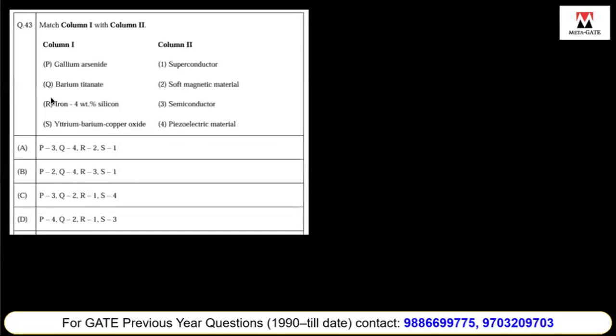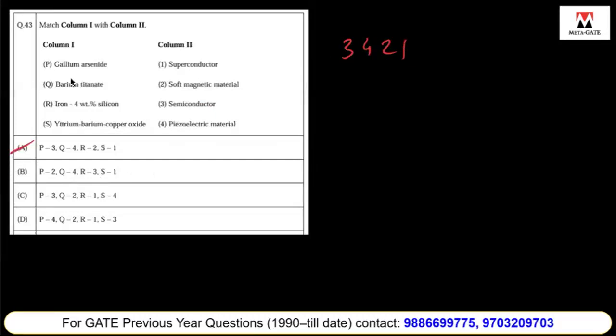Gallium arsenide, this is a semiconductor. Barium titanate is a piezoelectric material. Iron with 4% silicon is a soft magnetic material. And yttrium barium copper oxide is a superconductor. So it is 3, 4, 2, 1.